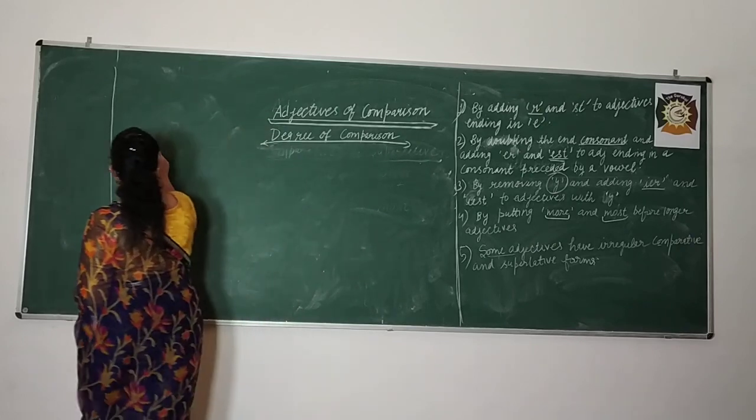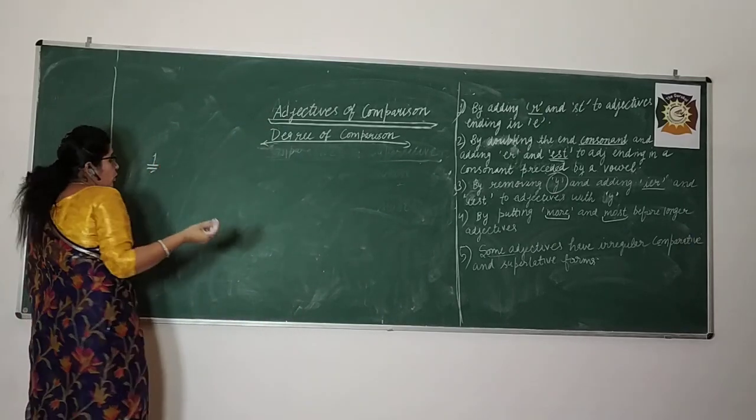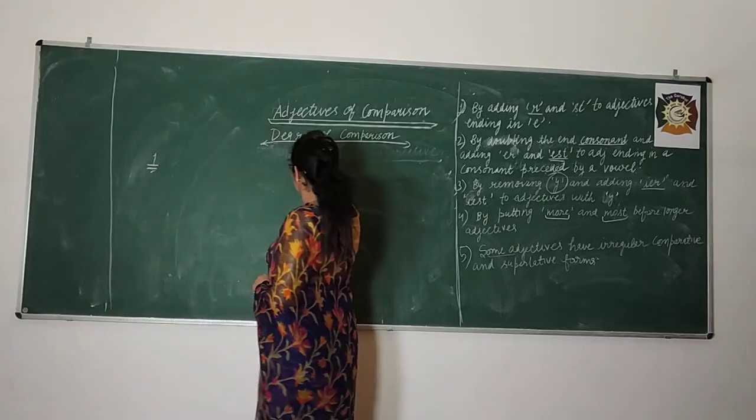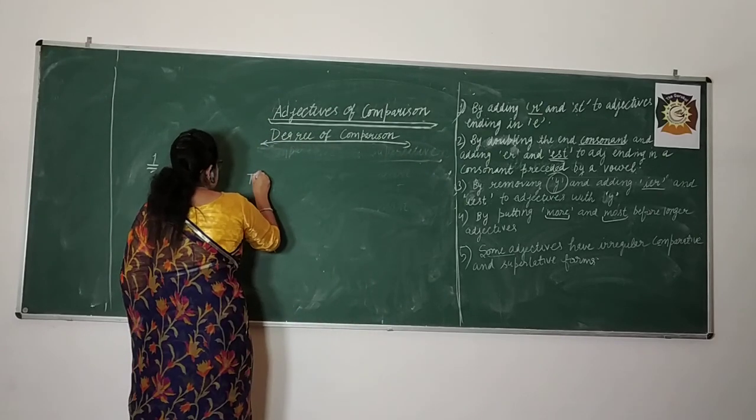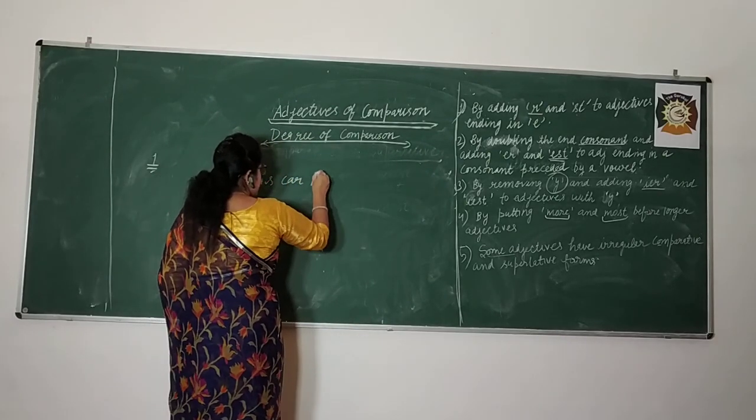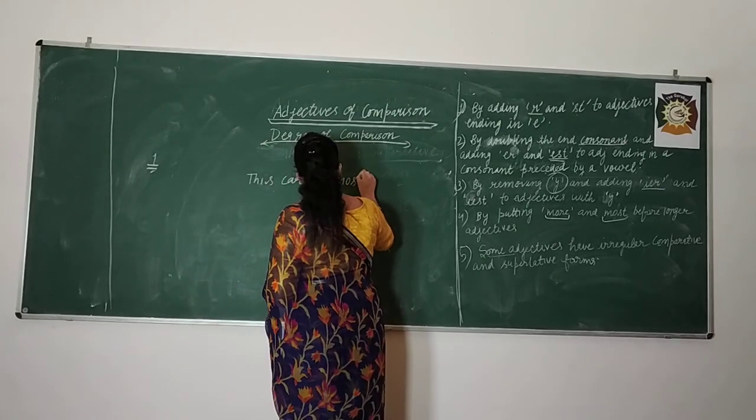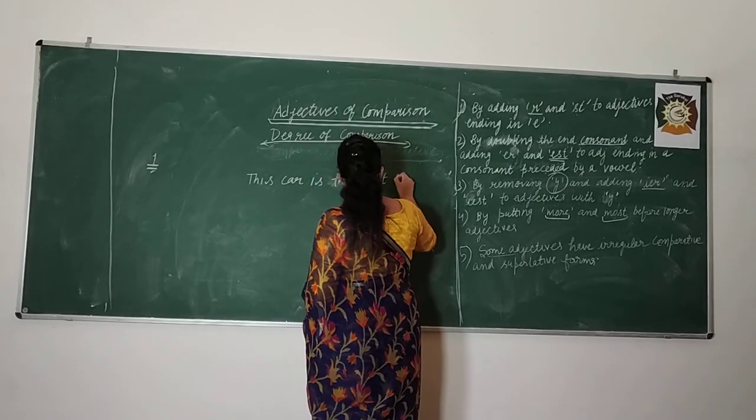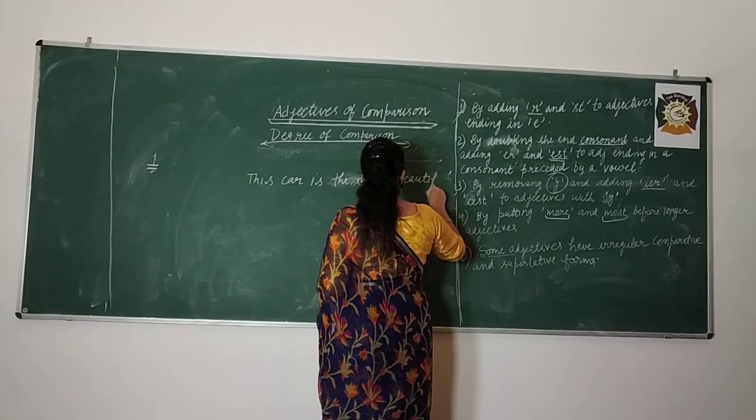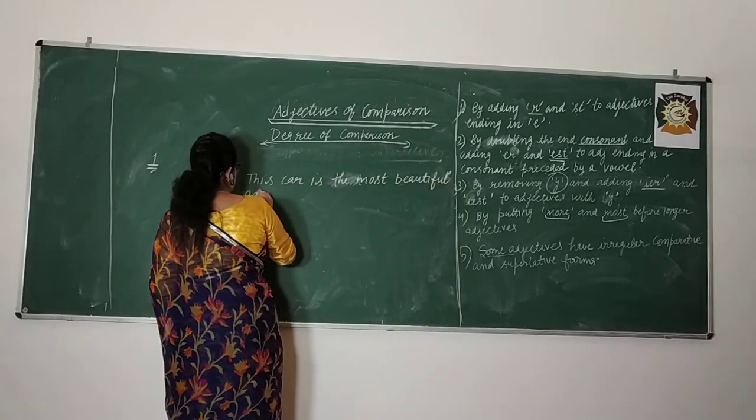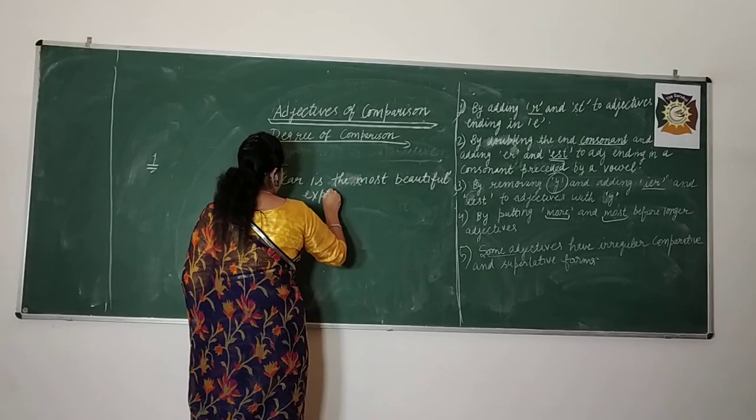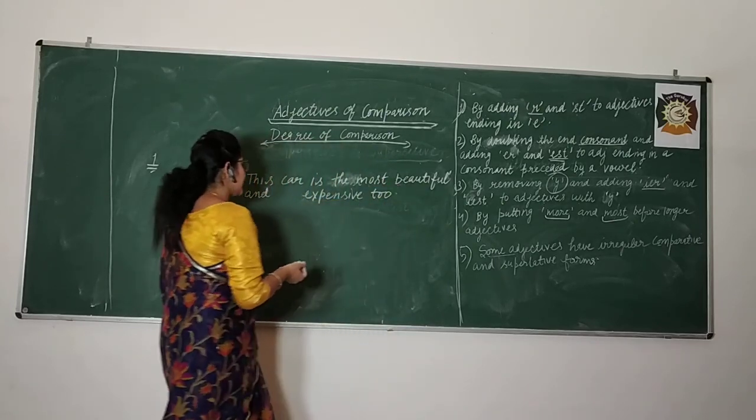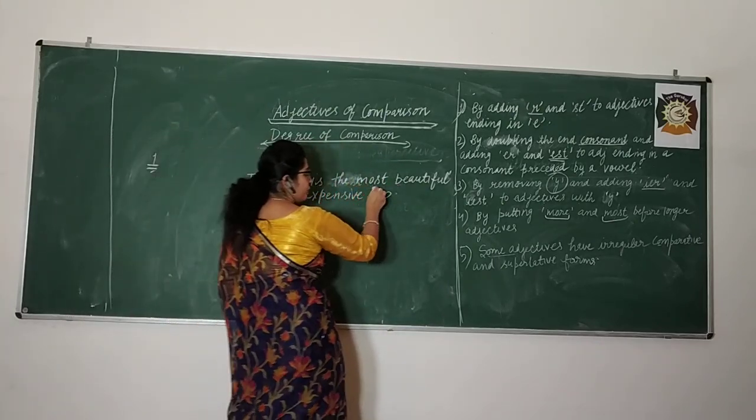The first one is, if you are talking about one person or thing, then you have to use the same degree. Like you are saying, this car is the most beautiful and expensive too. So look at this sentence. This car is the most beautiful and expensive.